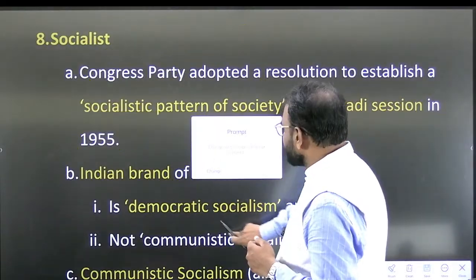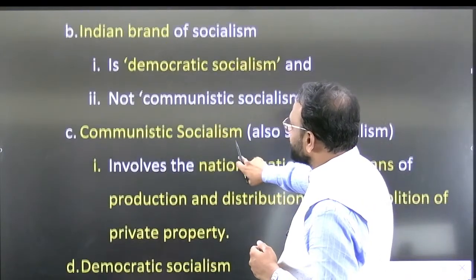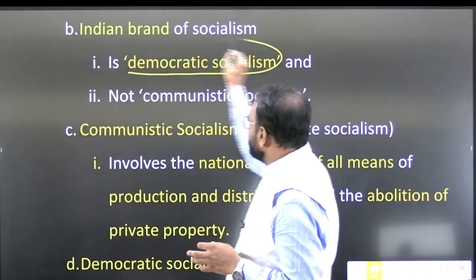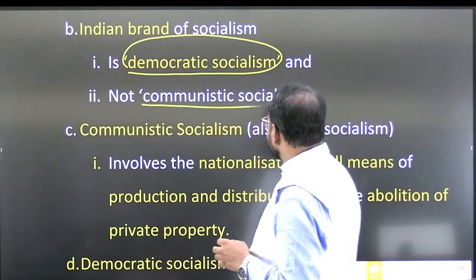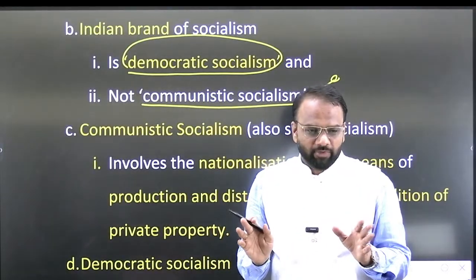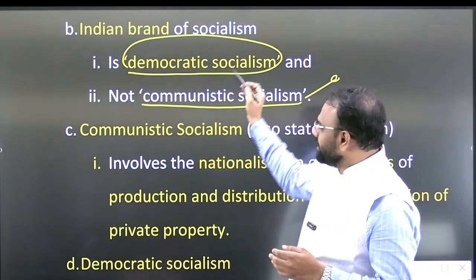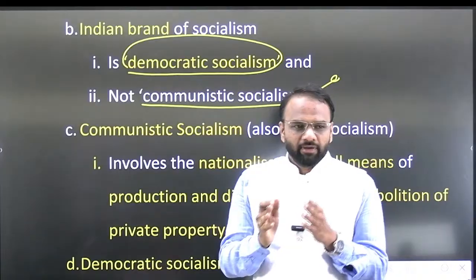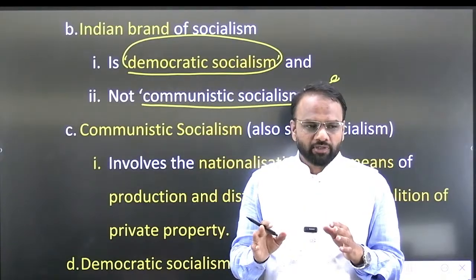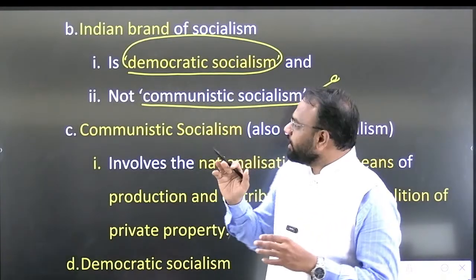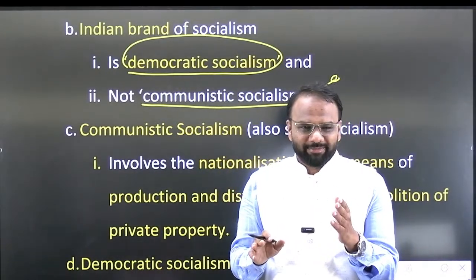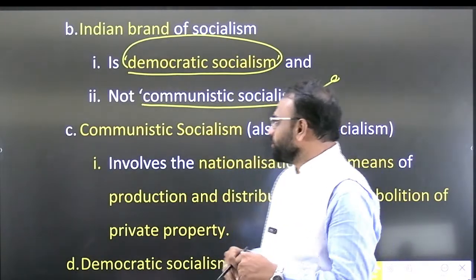So hence, the Indian brand of socialism, the term socialism present in the preamble, indicates democratic socialism, not communistic socialism. When we say communistic socialism, everything should be owned by the government only. But democratic socialism means both socialist as well as capitalist ideas exist together. Even if you are getting confused, at a superficial level we should understand what kind of socialism India has. Democratic socialism. That would be sufficient.